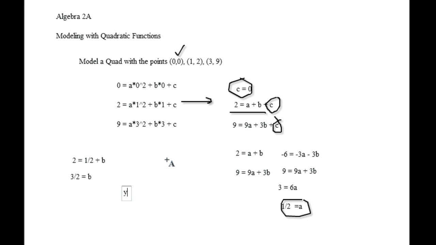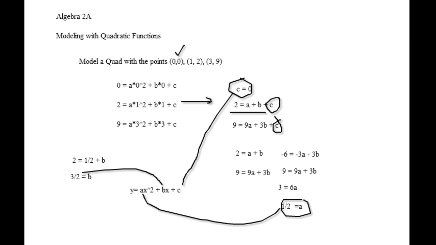If you remember, standard form is y equals ax squared plus bx plus c. That's supposed to be not an S, but an actual 2. So I'm going to take these numbers and plug them in. 3/2 goes here, 0 goes here, and 1/2 goes here. And so my formula is y equals 1/2 x squared plus 3/2 x. Voila! I have my equation for a parabola that goes through those 3 points. It's as simple as that.